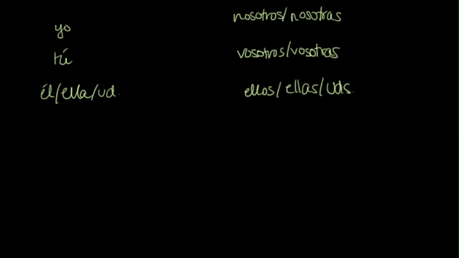All right, let's try another one. And you'll notice that I rewrote those again, this time using the abbreviations for usted and ustedes, which are capital UD period and capital UDS period. So our second example, let's try something a little more challenging. We will do Rico y yo.